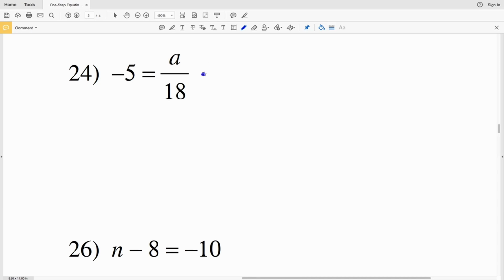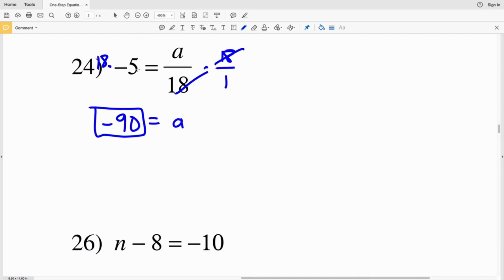For number 24, negative 5 is equal to a over 18. We're going to multiply both sides by 18. 18 times negative 5 is negative 90. A over 1 is A, so negative 90 is equal to A.